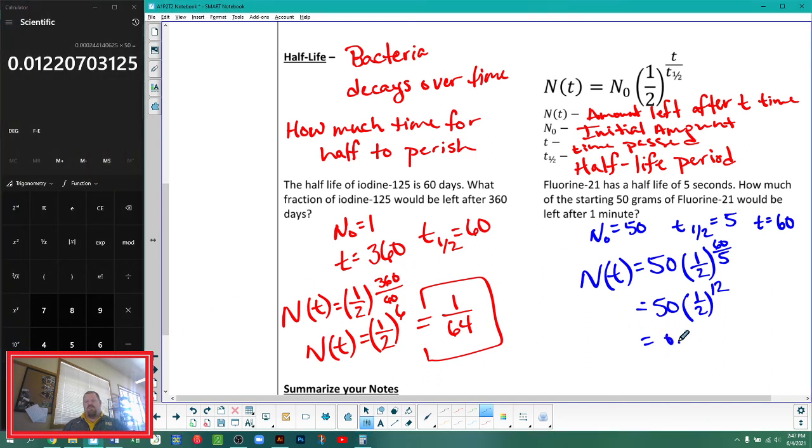So what's left? 0.0122 grams. Not much of it, in other words. And that is a 0. I know that's hard to see.